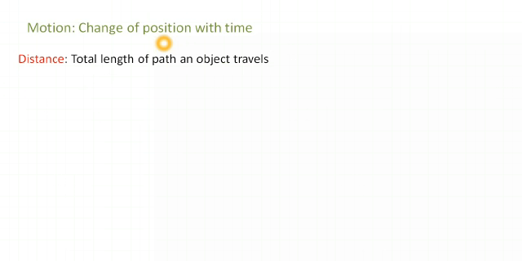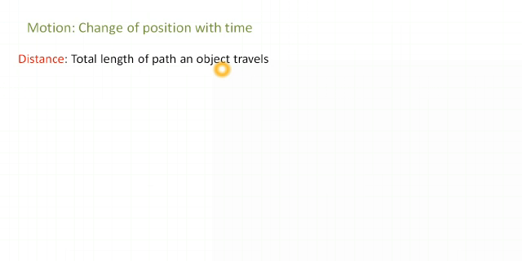Distance is the total length of path an object travels from initial to final position. That is the entire path which a body is covering. That is why it's also called path length. The entire path through which you are reaching your destination from your initial position, that is known as distance, or you can say path length.